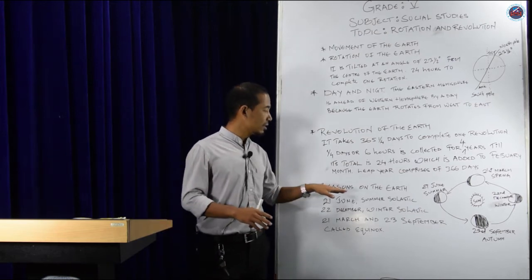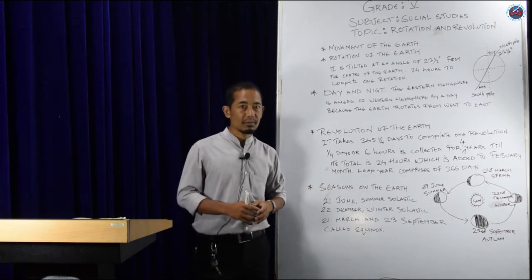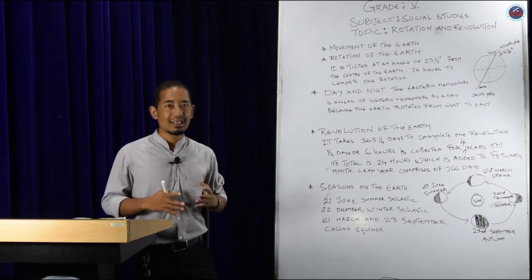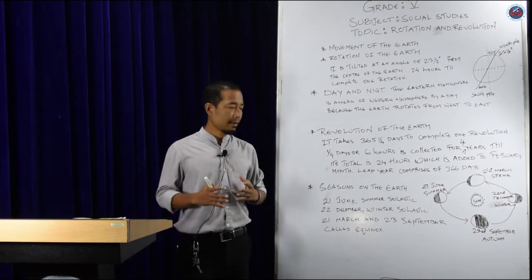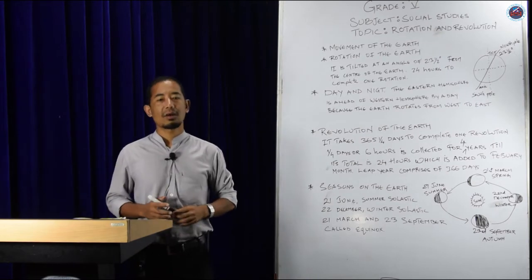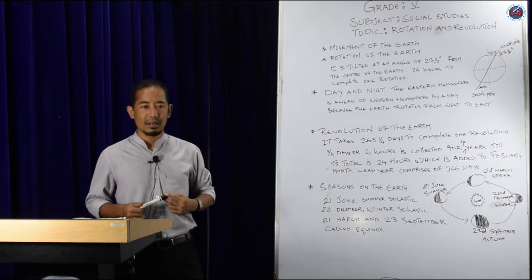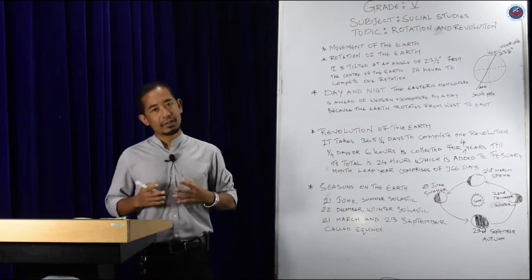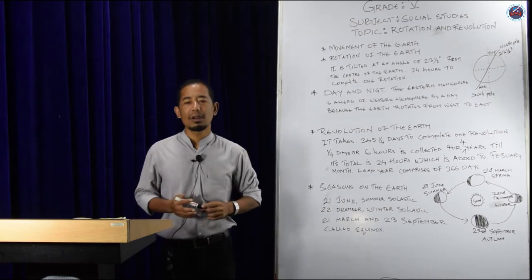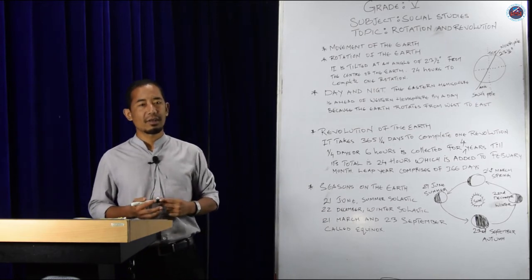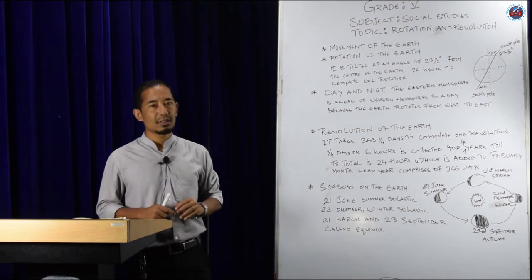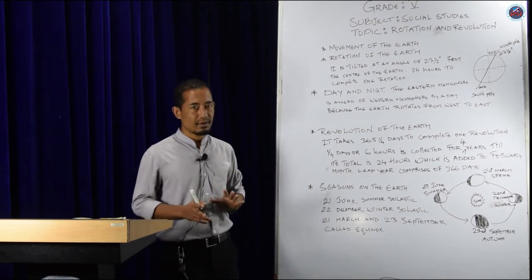Now coming to the seasons on the earth. The revolution of the earth around the sun causes changes in season. When the northern hemisphere leans towards the sun, the southern hemisphere leans away from the sun. The northern hemisphere receives more sunlight and experiences summer. Meanwhile, the southern hemisphere receives less sun rays and experiences winter. So the longest day in the northern hemisphere is June 21st.